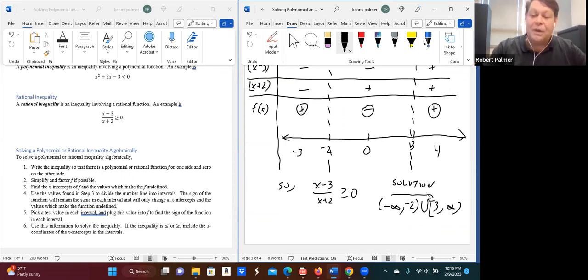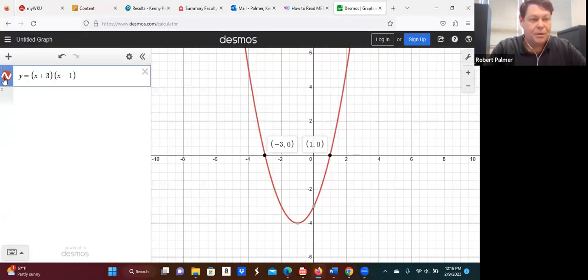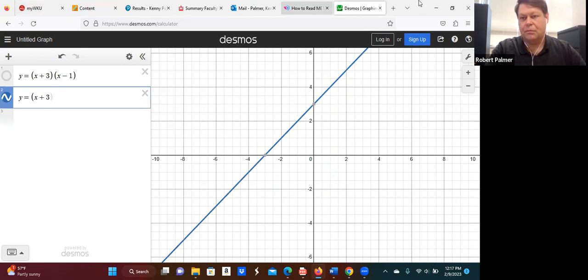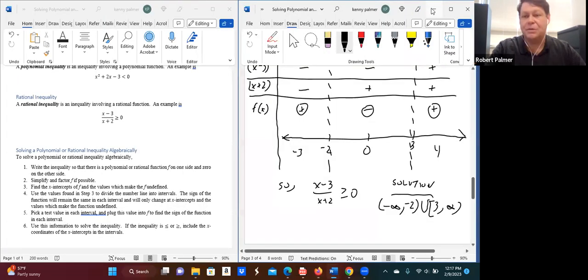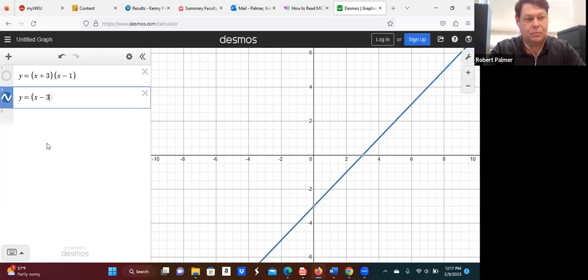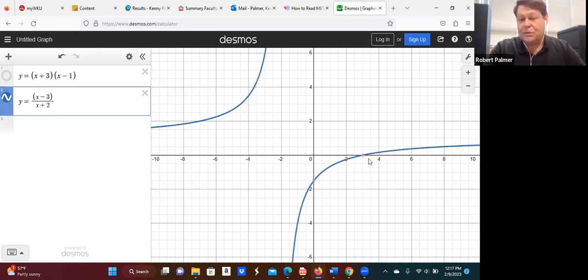Now, once again, let's go to Desmos and take a look at that and see if that appears realistic. Okay, let me change this. Our function was, and to do a fraction like this, use parentheses for your numerator. It was x minus 3 divided by x plus 2. Okay, now there's our intercept.